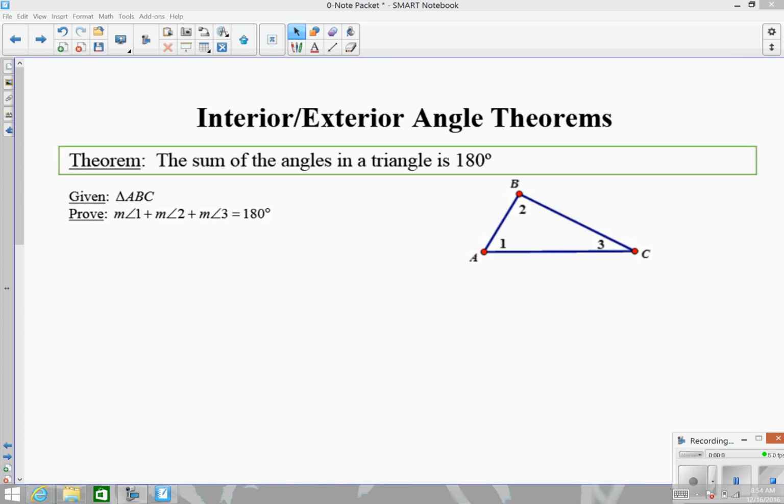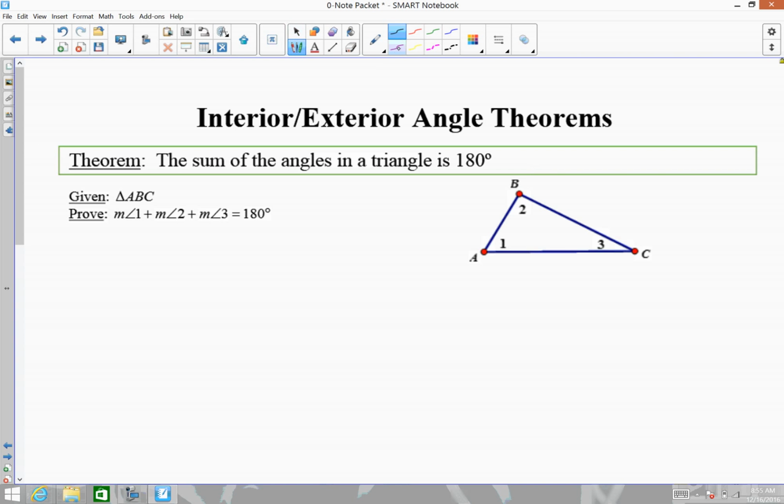In this video, we're going to talk about the interior and exterior angle theorems in triangles. So the first theorem, you guys already know: the sum of all the angles in a triangle is 180 degrees. So what you need to know now in geometry is how to prove this theorem.